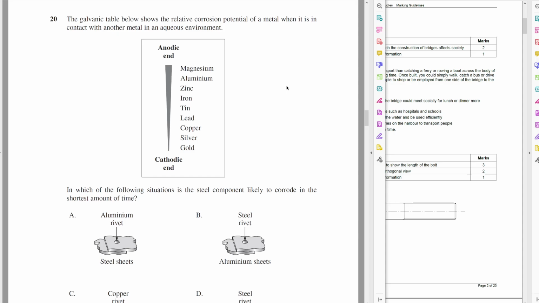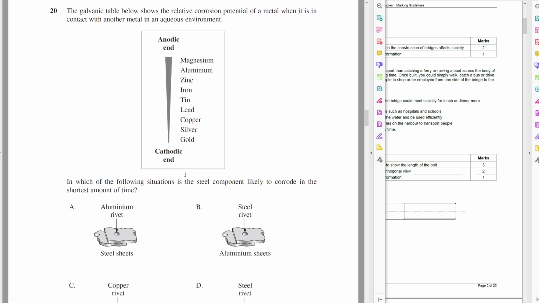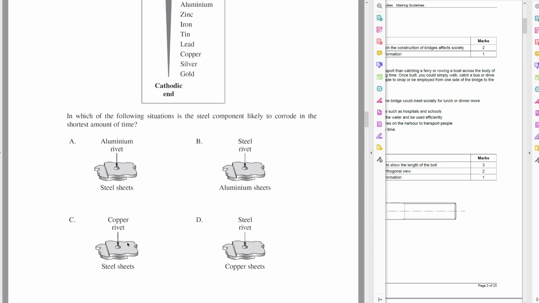Now, even if they don't have to label the anodic and cathodic, you should be able to recognize that gold is less likely to rust. It's more likely to be the cathode, and magnesium, aluminium and zinc should be at this end. Zinc is usually the one I think of, A to Z. We know that steel is usually in the middle somewhere. So we've got aluminium and steel. Which of the components is likely to corrode?